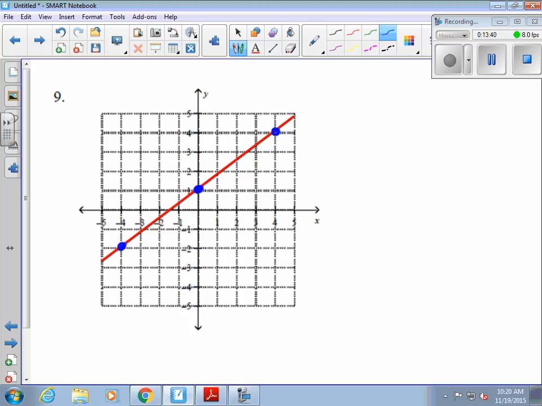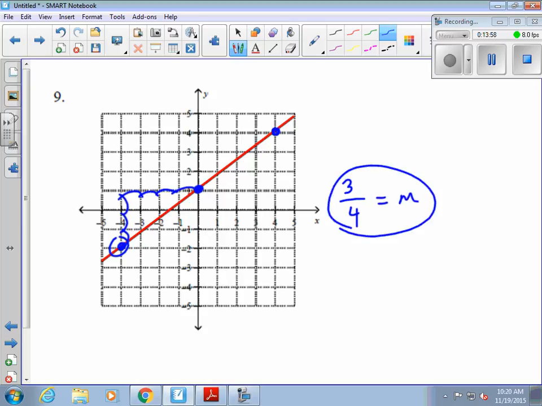And let's count how many times we have to go up. Let's go from this one to the middle one. Up 1, up 2, up 3, +3. To the right, 1, 2, 3, 4. To the right, 4. Your slope then is rise over run, 4 over 3.